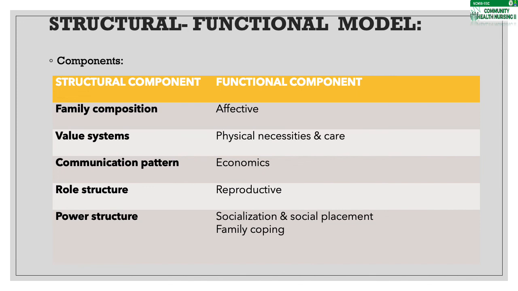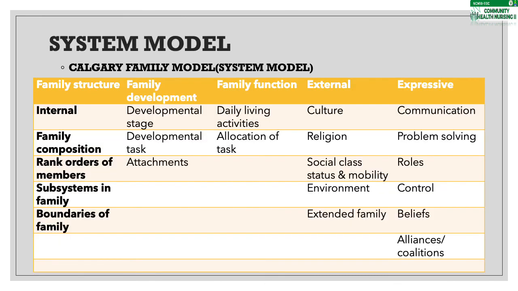So we have here the structural component: the family composition must be effective, the value systems must be, the physical necessities and the care must be provided for the communication problems. It relates to economics, role structure, reproduction, and the power structure is socialization and social placement, and the family coping. We also have another system model from Calgary.